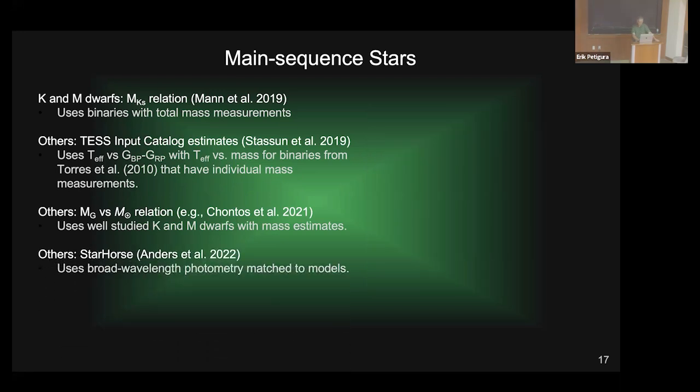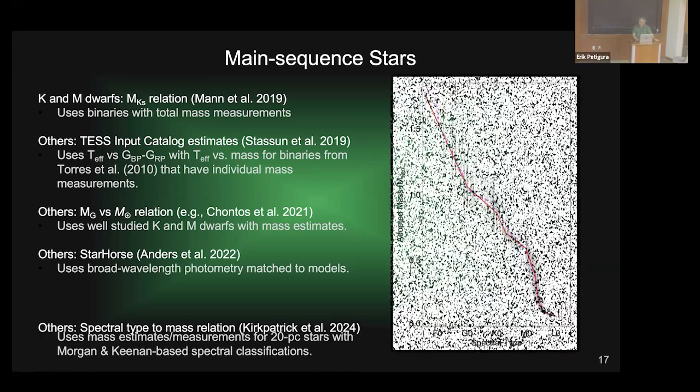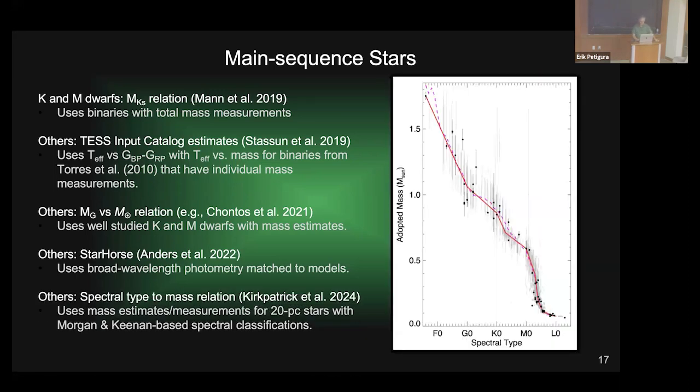And then for others, we are looking at the StarHorse database, so the compilation of results from the StarHorse code in Anders et al. And that uses broad wavelength photometry to actually compare to the models and make a mass estimate that way. And there are a few objects where we can't use any of these methods because they're either not in Anders or they don't have any of the photometry we need. So we use whatever data we have to estimate a spectral type. And then we use this very, very crude relation from my paper to estimate what the mass would be based on that spectral type.